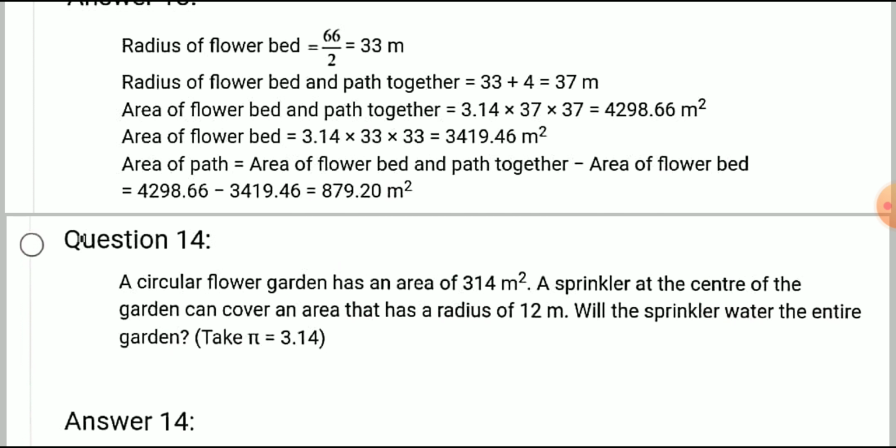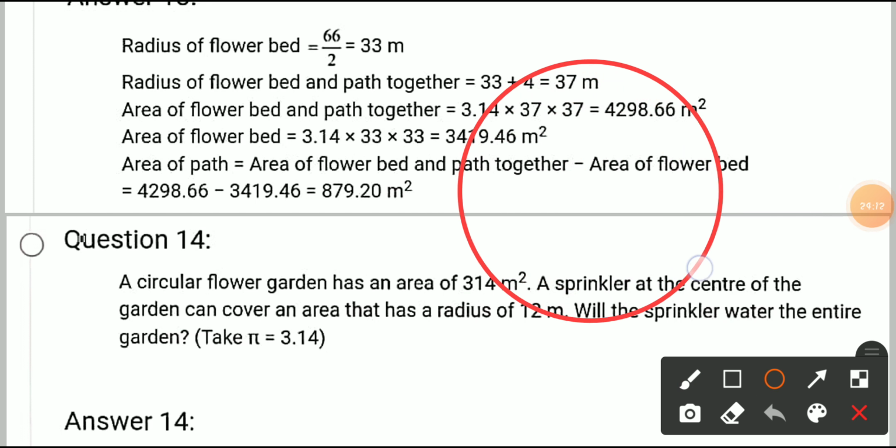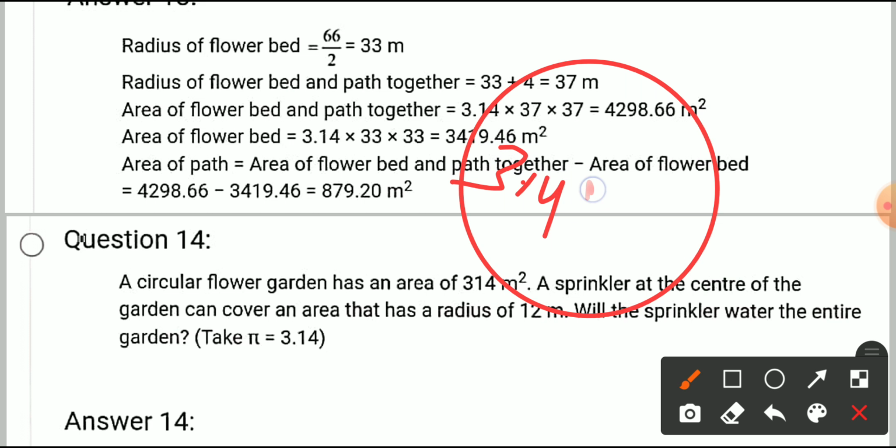Another question. A circular flower garden has an area of 314 meters square. A sprinkler at the center of the garden can cover an area of radius 12 meter. Now we need to calculate how much area will be covered by the sprinkler. Here we have a garden, which is circle in shape, whose area is 314. Here I placed a sprinkler.